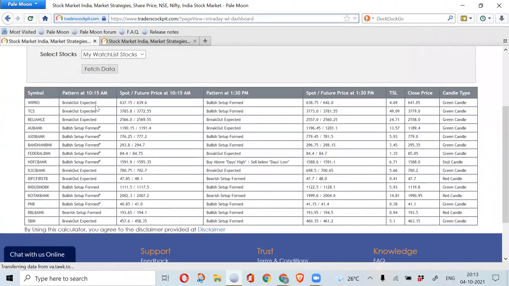So what are the stocks with a bullish setup formed? What are the stocks with a bearish setup formed? And then how can we trade according to it? So if you see on my stock watch list intraday dashboard, AU Bank bullish setup is formed. Axis Bank bullish setup is formed. And so most of the stocks have a bullish setup formed. RBL Bank bearish setup is formed, right? So let us see one different stock from each setup. Let us open AU Bank from the bullish setup.